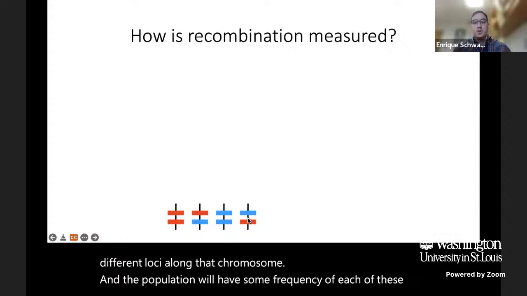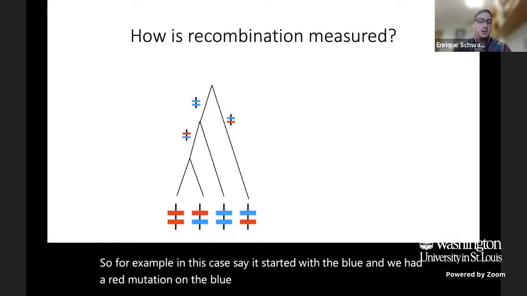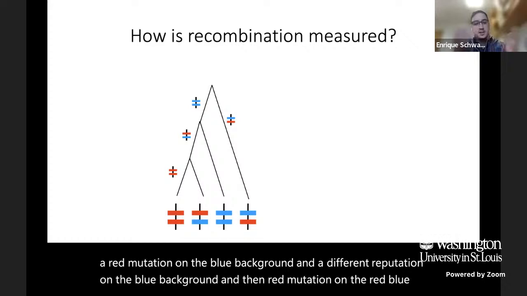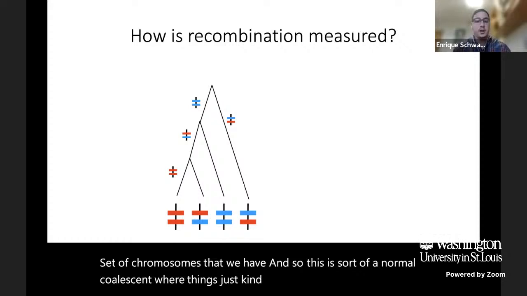So for example, in this case, say it started with the blue and we had a red mutation on the blue background, and a different red mutation on the blue background, and then a red mutation on the red-blue background. And maybe this is the history of this particular set of chromosomes that we have. And so this is a normal coalescent where things just kind of coalesce into each other.